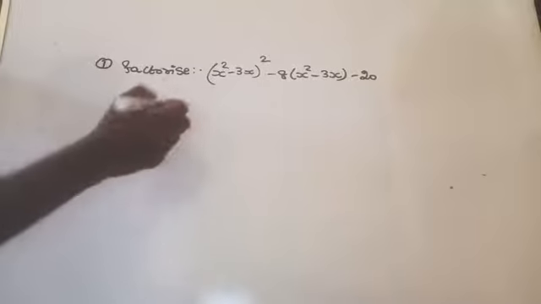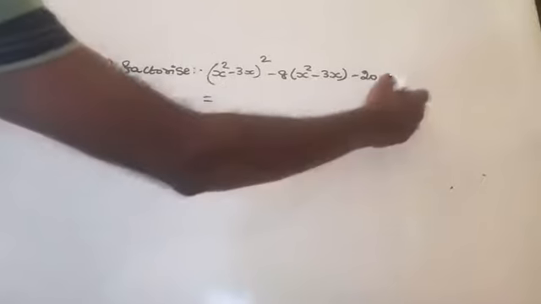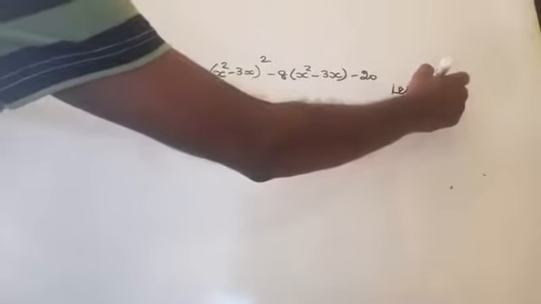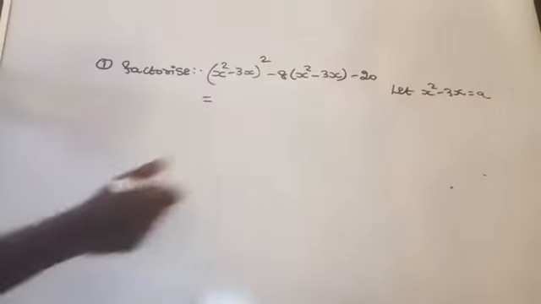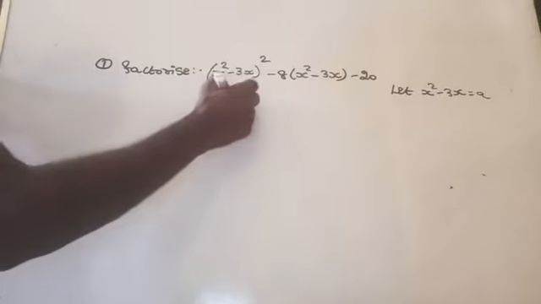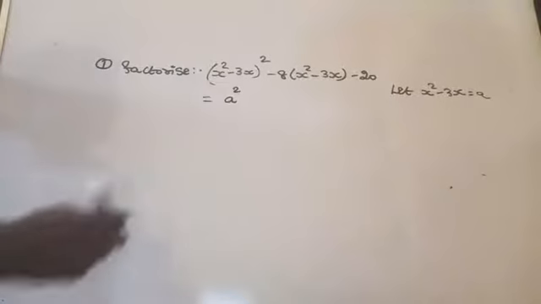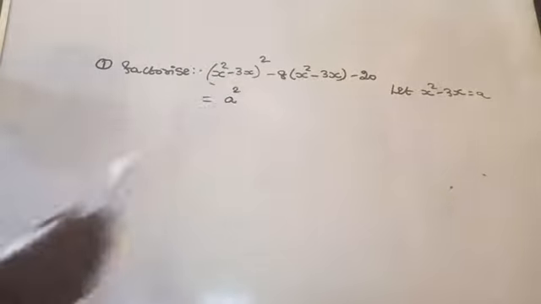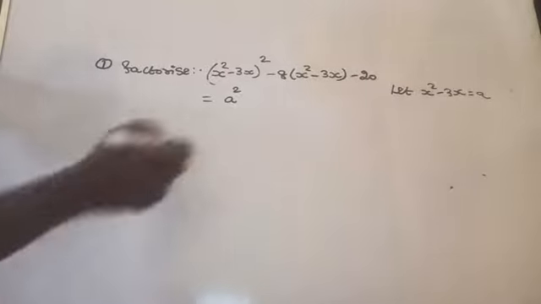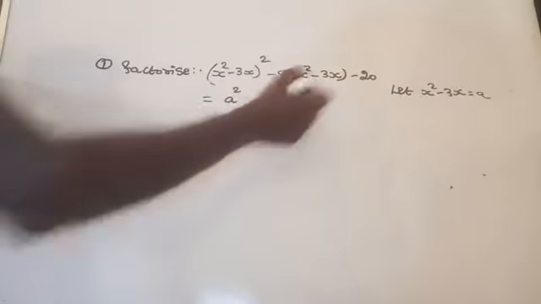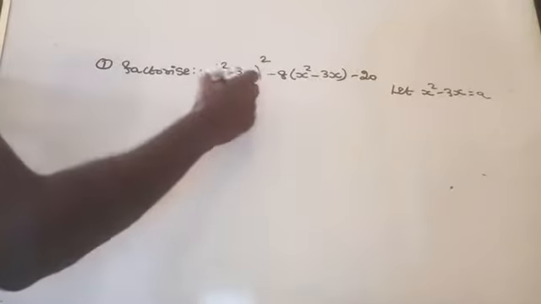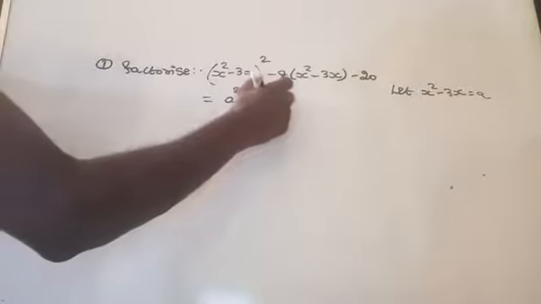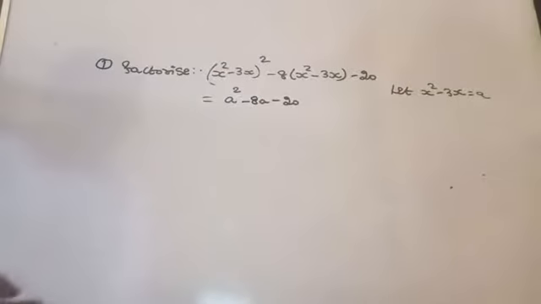So before that, take some substitution. Let x square minus 3x be equal to a, so x square minus 3x the whole square will become a square. You need not expand; if you expand, it will be difficult to factorize. So it can be written as a square minus 8a minus 20. Am I right here? Yes.